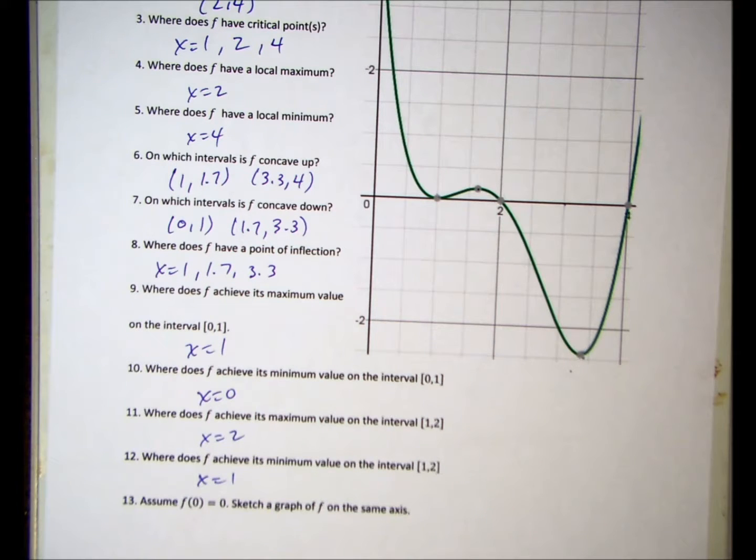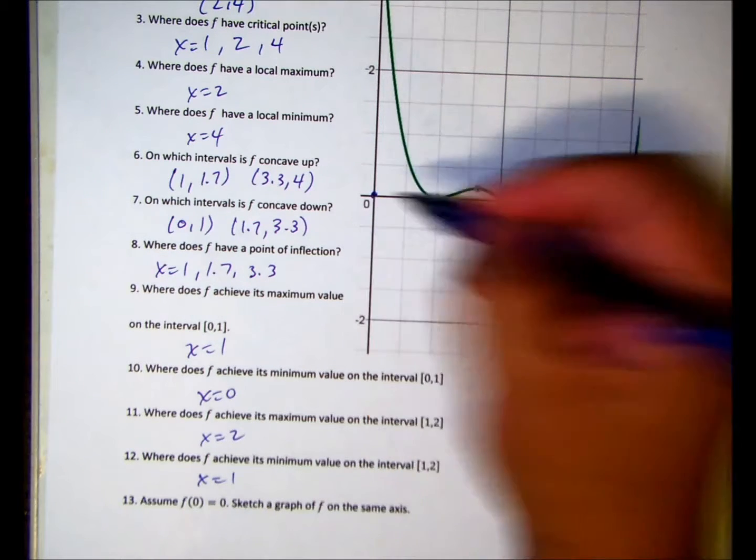Assuming f of 0 equals 0, sketch a graph of f on the same axis. Now, keep in mind, there's more than one answer when we sketch a graph, okay? So you want the basic shape. If your shape looks similar to mine, but maybe doesn't go as high or doesn't go as low, that's not a big deal. And also, I'm not going to be picky about how high, how low you think this slope is. Assuming f of 0 equals 0, that means here, sketch a graph.